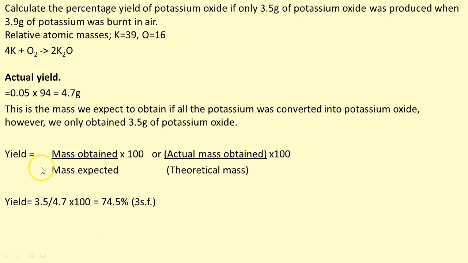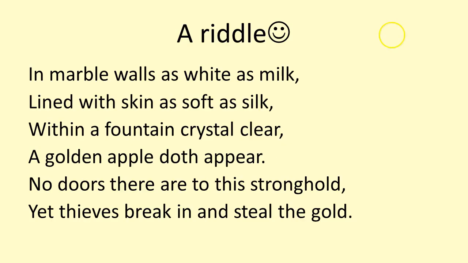Yield is equal to the mass obtained, which is 3.5 grams, divided by the mass which we expected, 4.7 grams, times by 100. Or, a different wording: the actual mass obtained, the 3.5 grams, divided by the theoretical mass, 4.7 grams, multiplied by 100. So in this particular case, the yield was 74.5% to 3 significant figures.